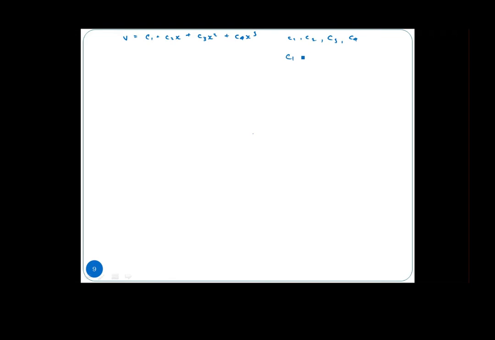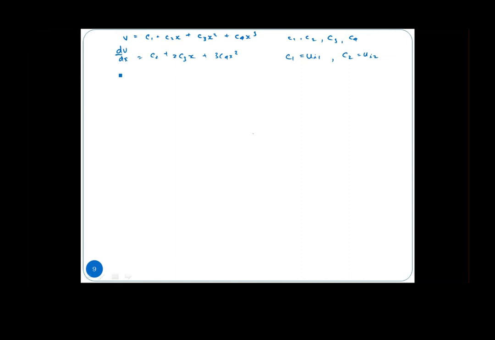From c1 we know that it is ui1, right? c2 we also know equals ui2. Okay, so then we come up with another two equations, which is dv/dx equal to c2 plus 2c3x plus 3c4x squared. Right.